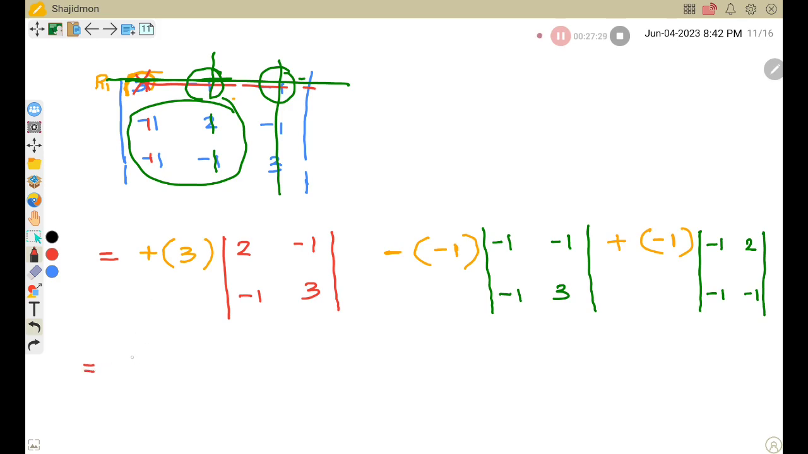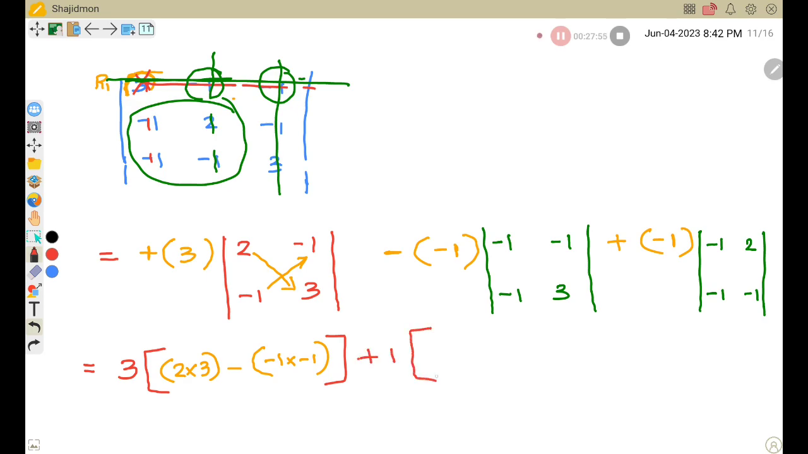Now I am going to expand this one. So 3 plus 3 means same as 3, multiplied by the main diagonal number multiplied minus the off diagonal number multiplied. Main diagonal number means 2 multiplied by 3, correct? Minus, minus is default, the off diagonal numbers multiplied, minus 1 multiplied by minus 1. Main diagonal number minus off diagonal number. Now here, minus minus 1 becomes plus 1. Main diagonal multiplied minus off diagonal multiplied. So we get minus 1 multiplied by 3.